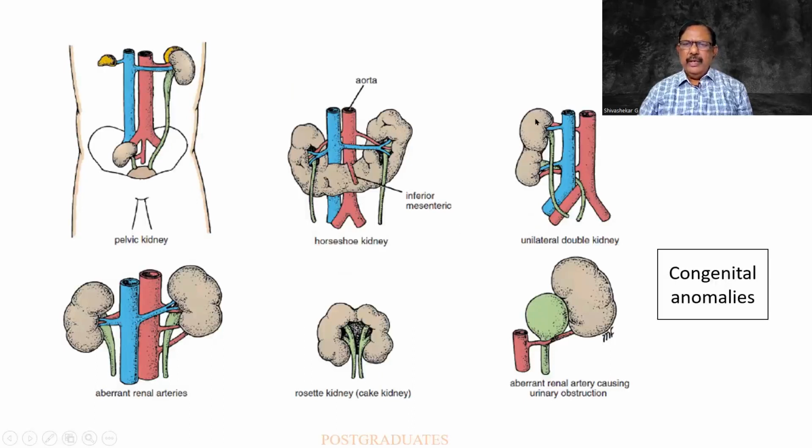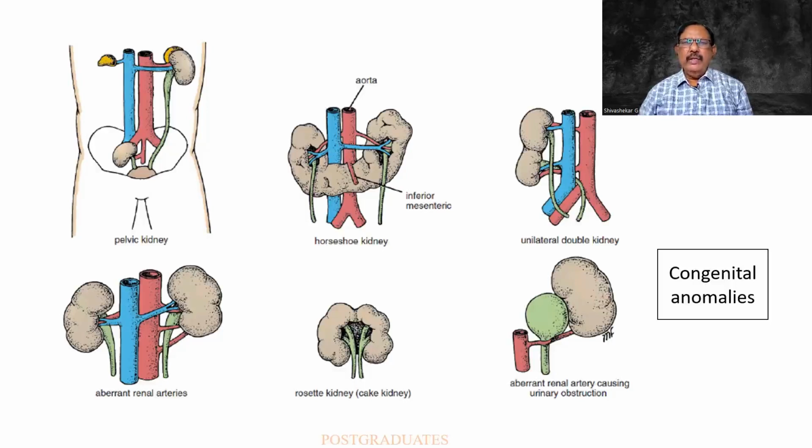Also, there can be a unilateral double kidney with both the ureters on one side, getting connected to the blood vessels. Here there is an aberrant renal artery which kinks on to the ureter, causing a hydroureter locally. A rosette-like one is probably almost a mirror image of the horseshoe kidney. And there can be the aberrant renal artery. The renal artery is supposed to be an end artery, and this may be an advantage or a disadvantage. So these are some of the congenital anomalies.